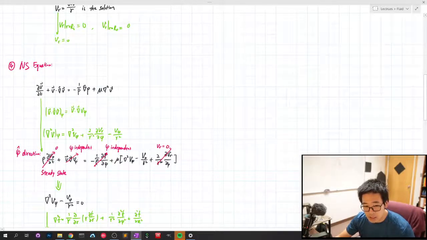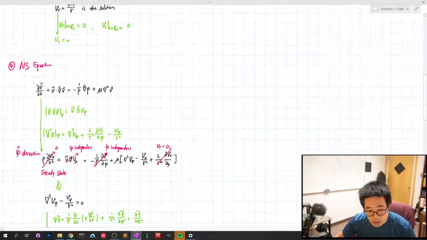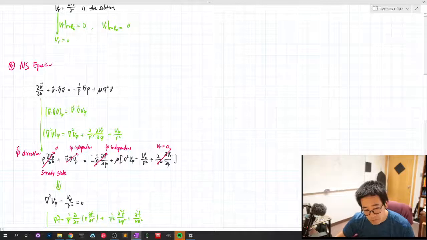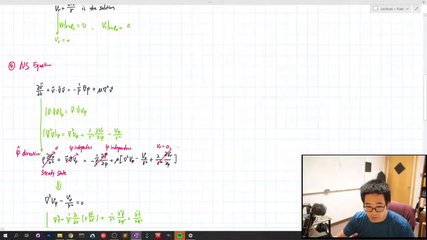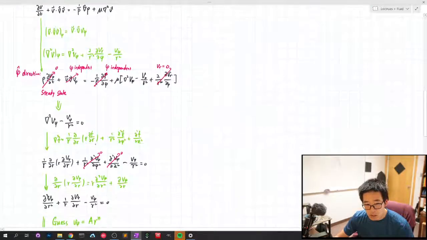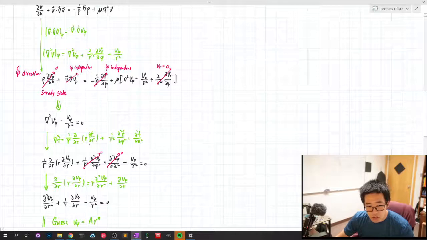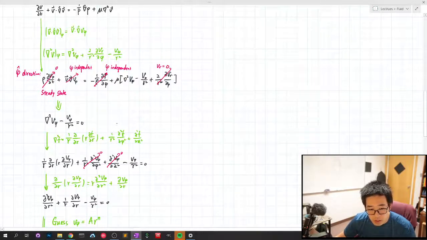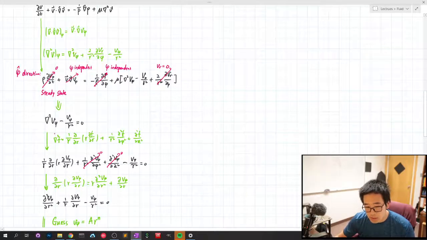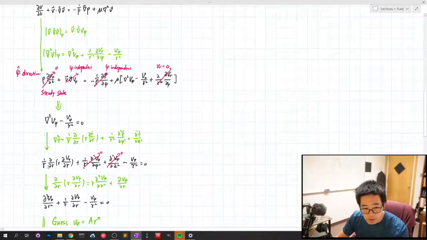So any derivative in phi will become 0. And this is also phi independent, or Vr equals 0. So we're left with these two terms. We can use the Laplacian in cylindrical coordinates to expand it with such a definition, and we're left with this expression.